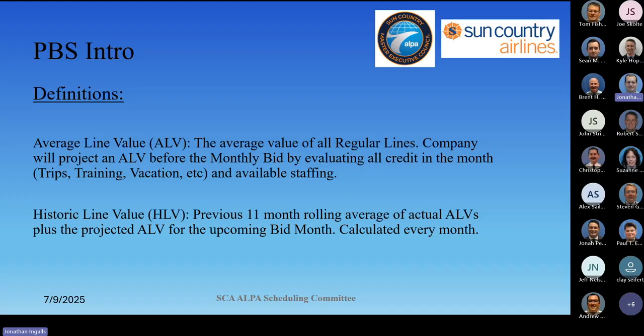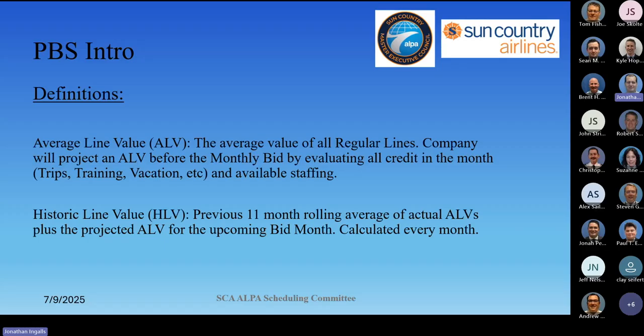Using simple non-contractual math, if there's 10,000 hours of credit in a month, and we expect there to be 100 line holders, everyone's going to have an average line value of about 100. 10,000 divided by 100. Not quite accurate for how our airline works, but just getting the concept out there. It's the total credit divided by the total number of pilots flying the credit that hold actual lines, not reserve lines.